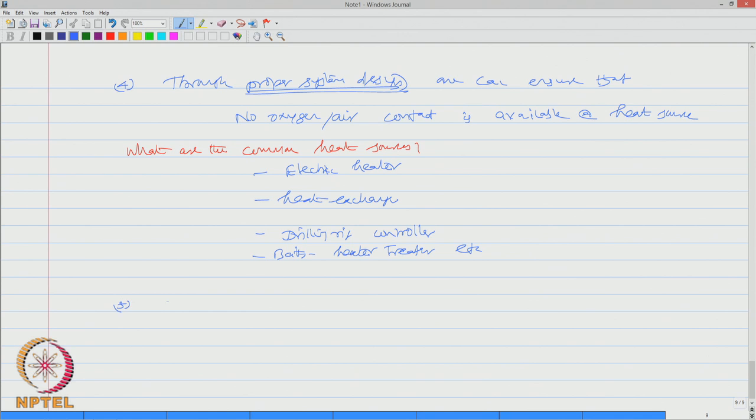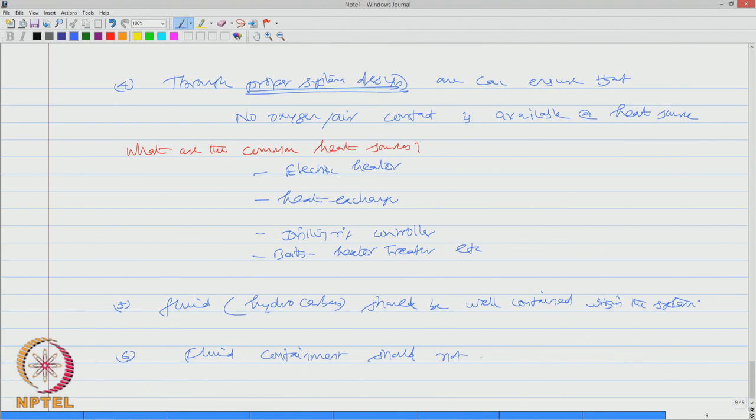The next point could be the fluid. In our case, it can be hydrocarbons also, should be well contained within the system. The sixth point could be fluid containment should not have direct contact with external ignition source, otherwise it becomes very highly catastrophic.